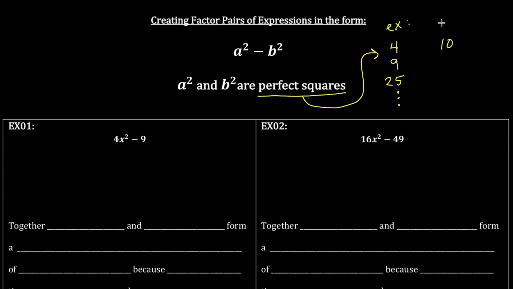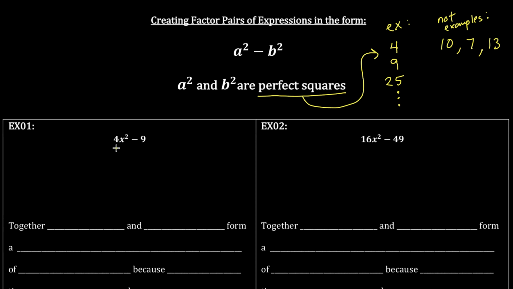Not examples. Or like 10 because like 1 and 10, 2 and 5, like that's it. Like 7, 13. These are not perfect squares because you could find a decimal value that would do this, but it's not going to be clean like this one. The square root of this is 2, square root of this is 3, square root of this is 5. You know. So let's go ahead.